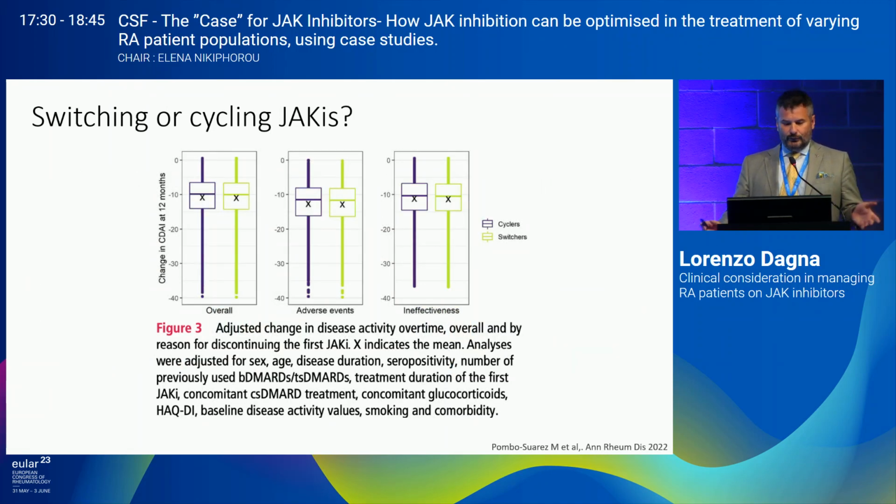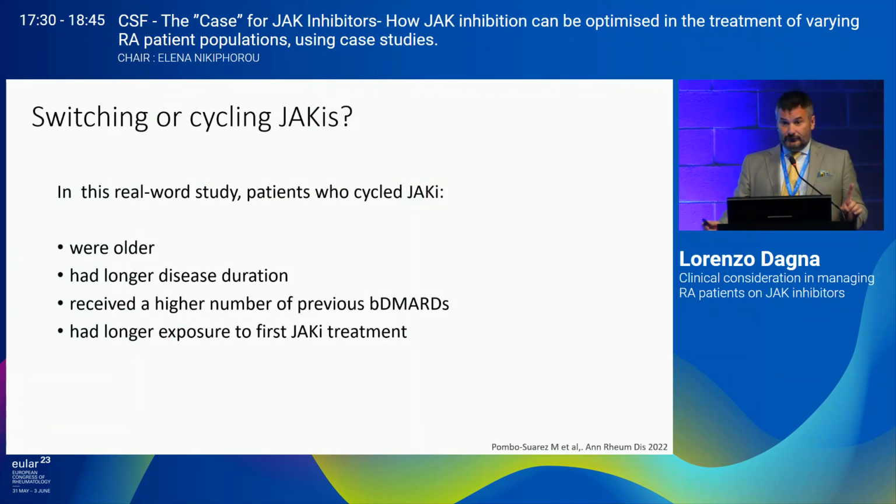And indeed, if you analyze from the same study the variation of disease activity over time, you see that there's a substantial similarity in patients that switched to a different mechanism of action and those that remained on JAK inhibitors. Even if, as the study conclusion clearly points out, the patients that were switched to another JAK inhibitor were older, had longer disease duration, received a higher number of previous bDMARDs, and had a longer exposure to JAK inhibitors. Typically, those are the patients that were cycled because we have no other chance, because they've tried almost everything. So even in this population, the cycling strategy to another JAK inhibitor was effective.